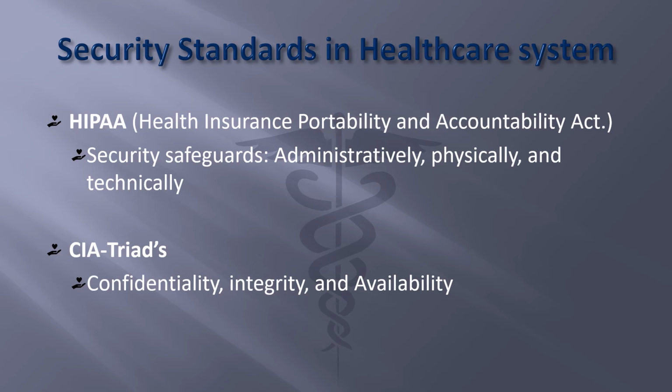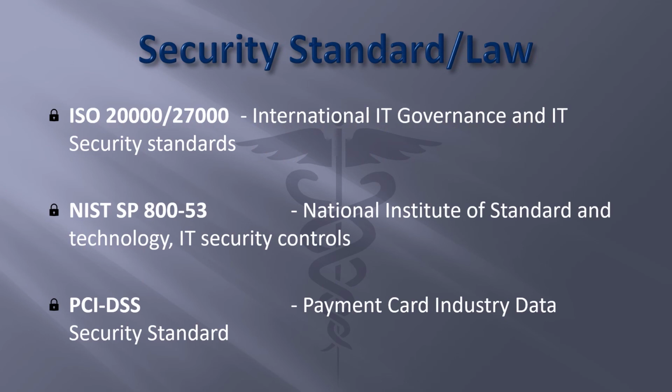Moving ahead, we have security standards and law. Several other regulations or industry standards deal with privacy and security protection, such as ISO 20000, NIST SP 800, and PCI DSS. One deals with more European, international IT, the ISO 20000. The NIST 800s work with more frameworks, and the PCI DSS is the one that regulates credit card payments.